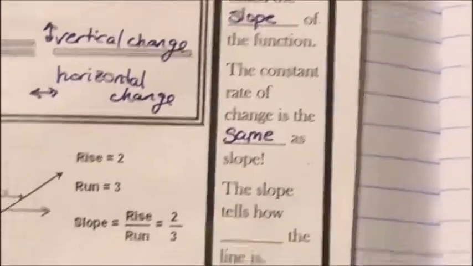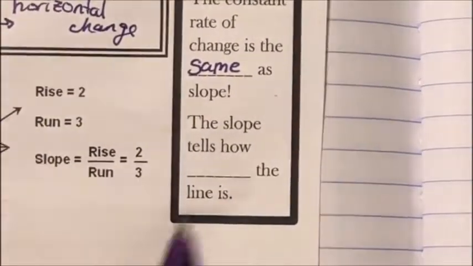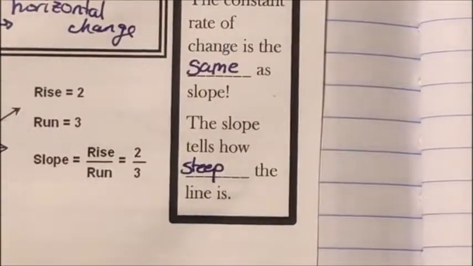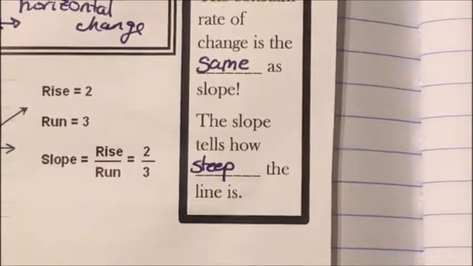And then this last sentence down here, it says the slope tells us how blank the line is. So the slope tells us how steep the line is. Okay, it tells us how far it goes up and how fast it goes up, okay?